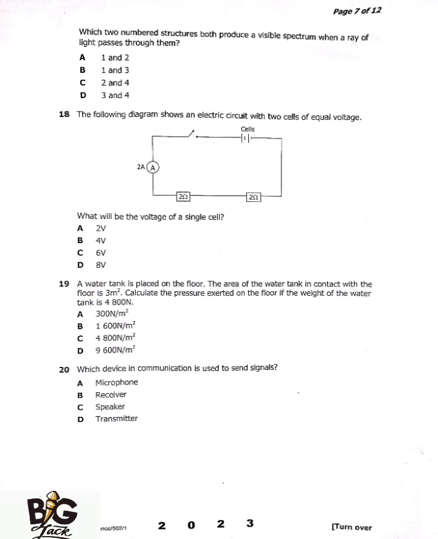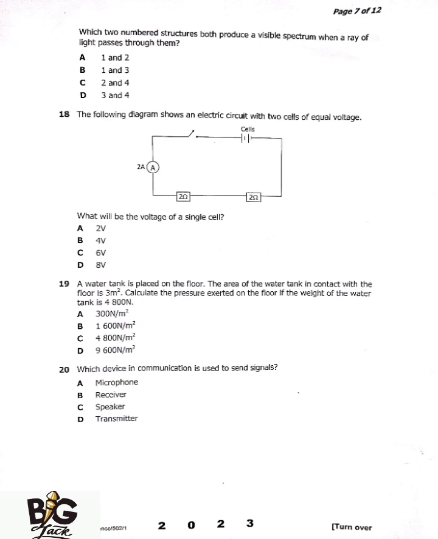Okay. Then as for question 18. Question 18 is saying the following diagram shows an electric circuit with 2 cells of equal voltage. They have equal voltage. So we have the ammeter, which has a current of 2 amps, and we have 2 resistors connected in series. The question is saying, what will be the voltage of a single cell? They are not talking about the total voltage of these 2 cells, but the voltage of the single cell.